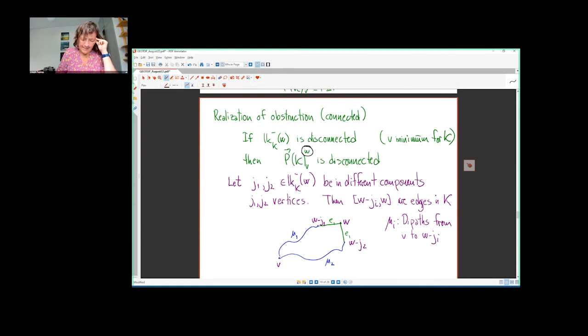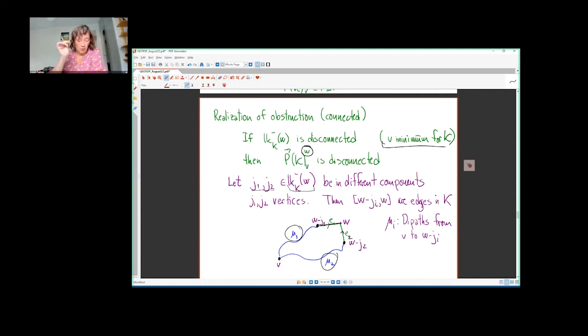So let's take two vertices which are in different components of the link, because this was disconnected, so I can do that. I've got this one, and I've got this one. They're in different components, and they are in the link, so this means that this edge is there, and this edge is there, which is, I guess, edge E2. These edges are there, right? Now, because of this thing with the minimum, this is reachable from here, and this is also reachable from here. So here's a path to one of them, here's a path to the other one, right?